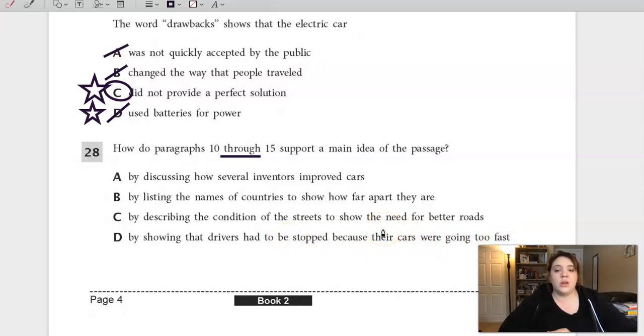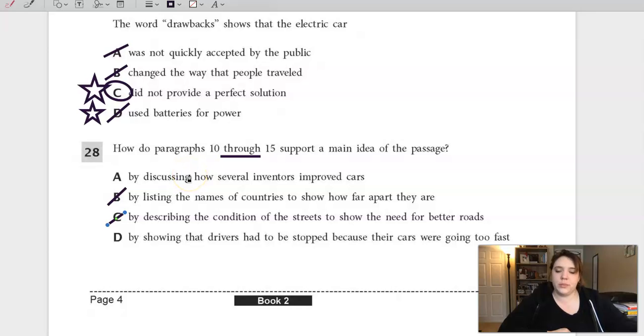Now, here's what I remember. I don't remember seeing listing countries to show how far apart they are. Did not hear that at all. So I'm very confident that B is not our answer, because he didn't talk about countries one bit other than Germany. But that's not really telling us how far apart they were. Describing the condition of streets to show the need for better roads, well, this whole article is not about roads. This is about the cars. So this is another one I'm pretty sure we can pop right out of there.